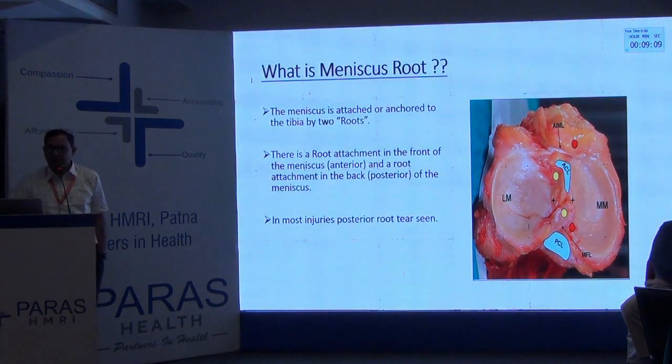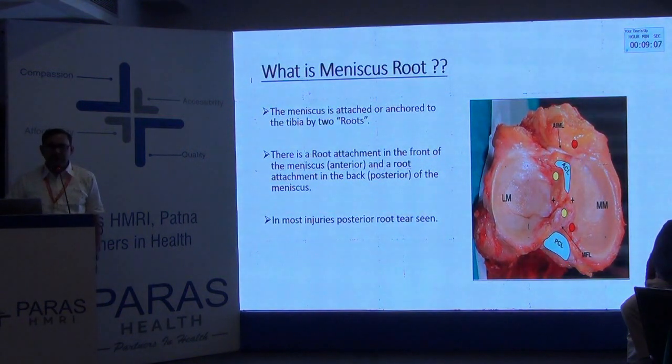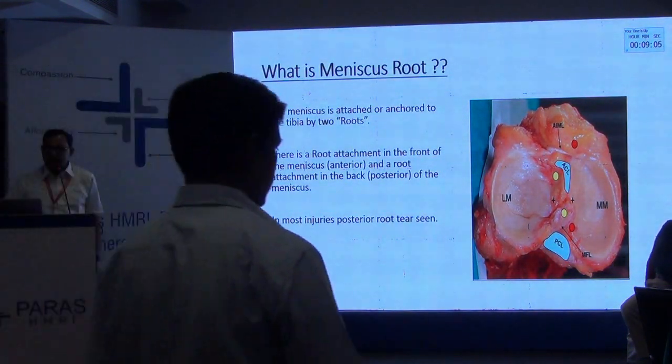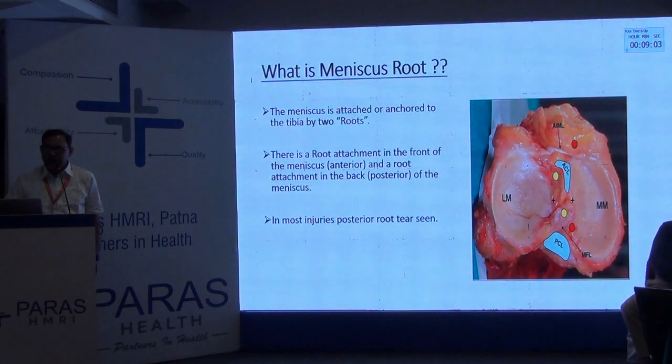So what is the root? The root is basically the attachment of the meniscus to the tibia by anterior and posterior parts. In front is the anterior root and posterior root, and of most injuries, the posterior root injury is much more common than the anterior root injury.